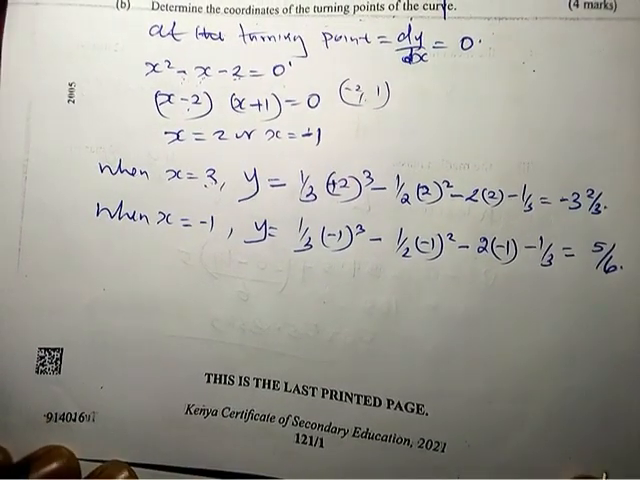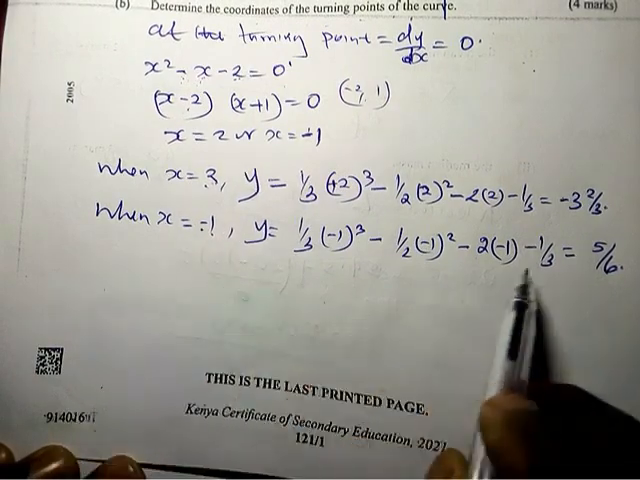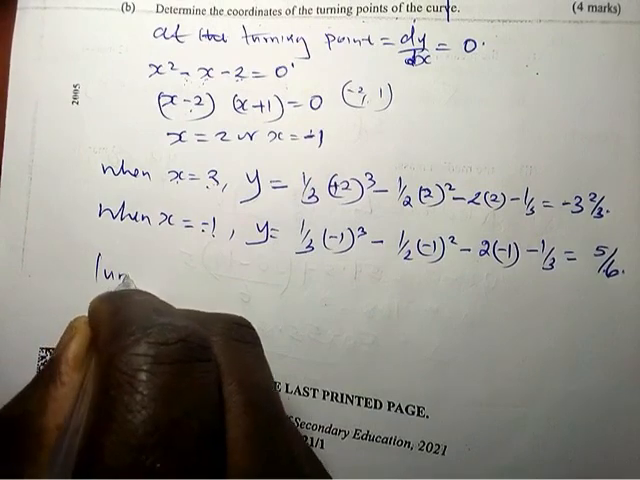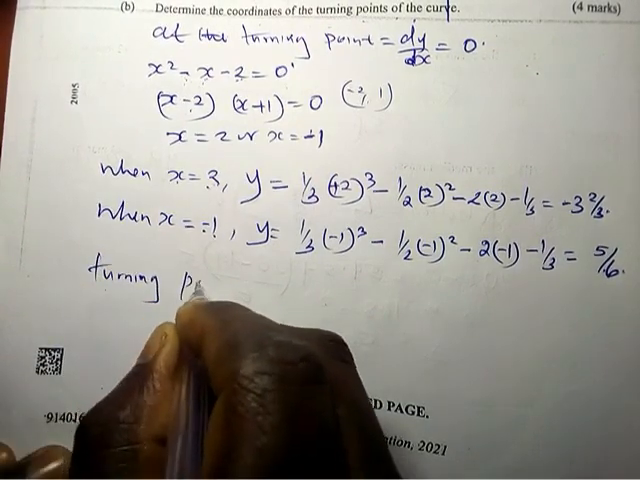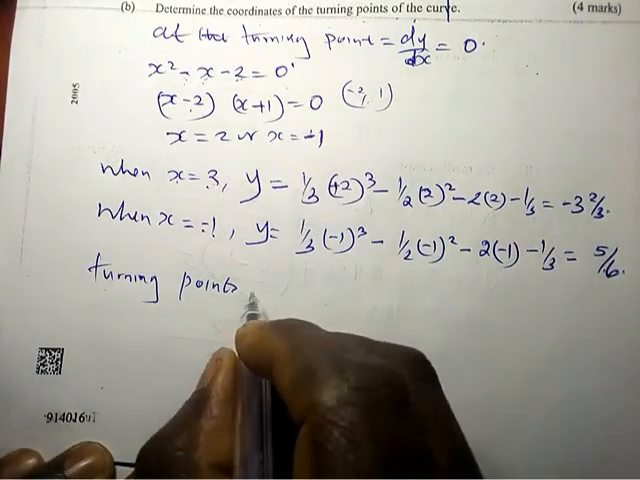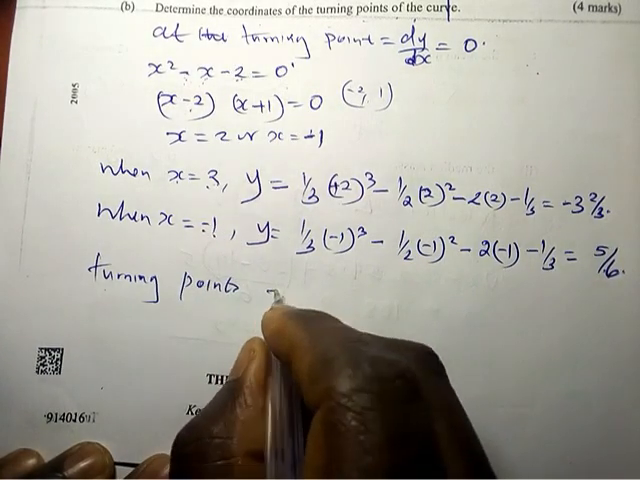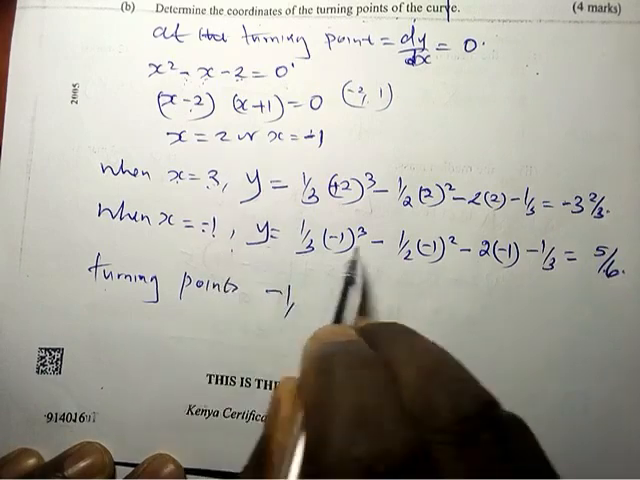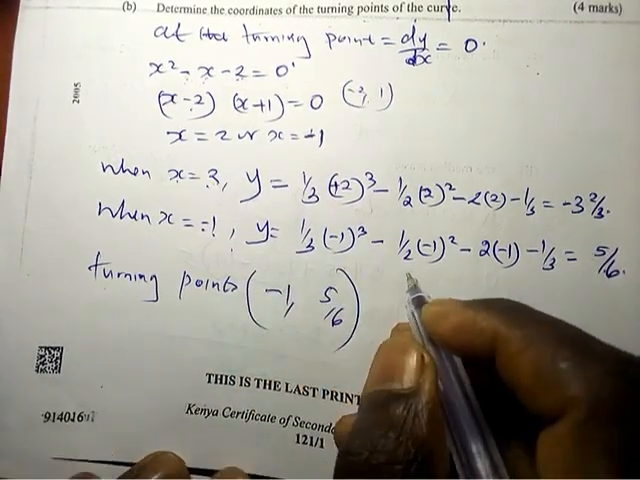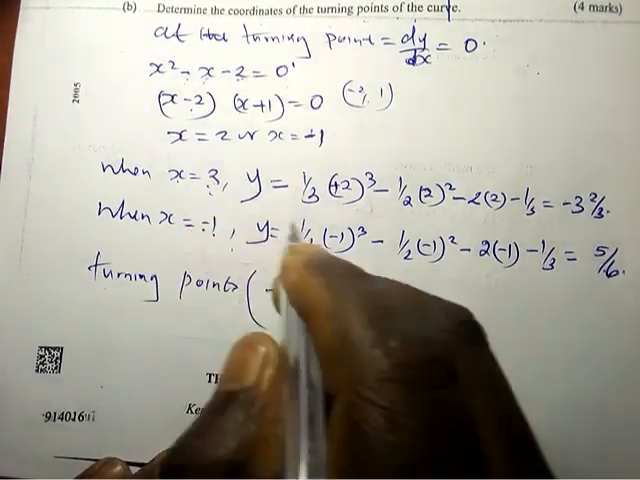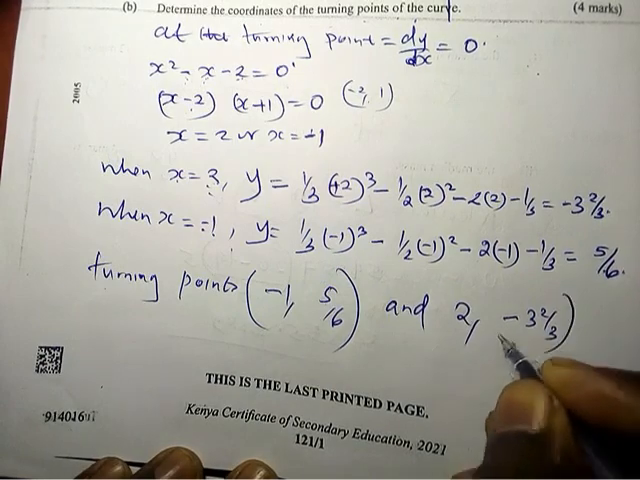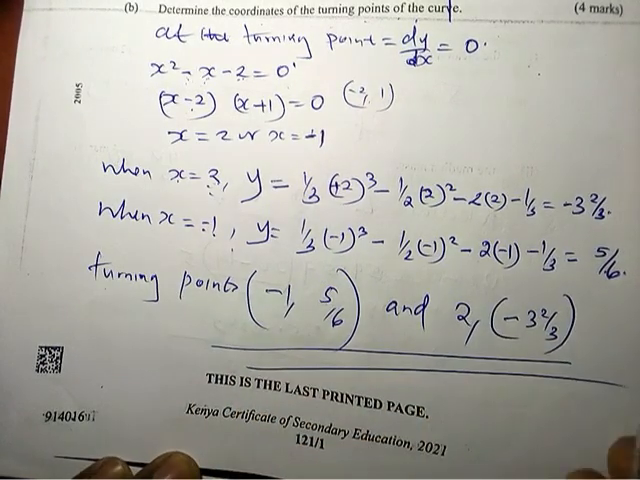So for the turning points, we have the value of x and the value of y. So the turning points: the first one is negative 1, 5 over 6. And when x is 2, this one is negative 3 2 over 3. And these are what I call the turning points.